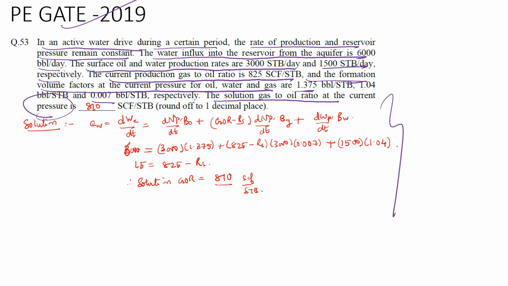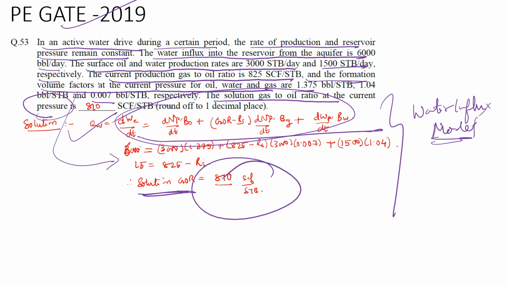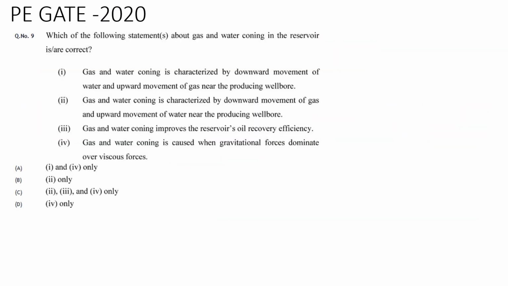Now in my water influx model session, I have discussed this particular concept where my water influx rate would be this. Now we have this particular formula. I will be placing all the values that are given in the question. Okay, now on placing the values, I can get my solution GOR as 810 standard cubic feet per stock tank barrel.